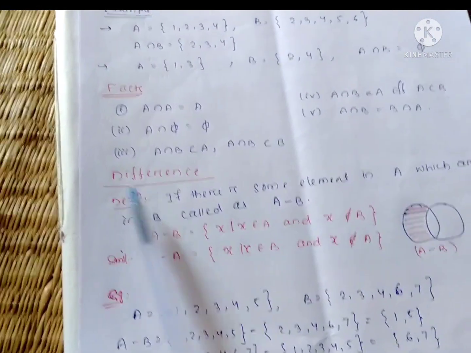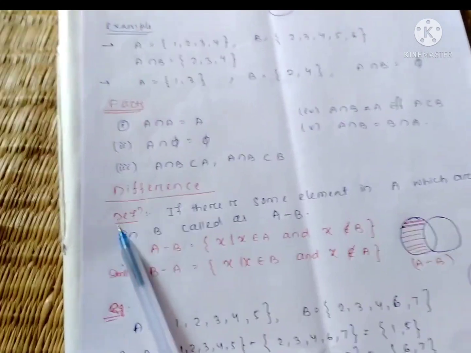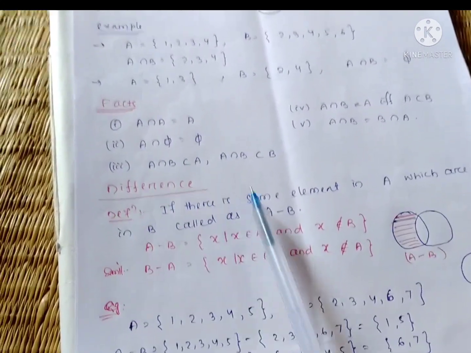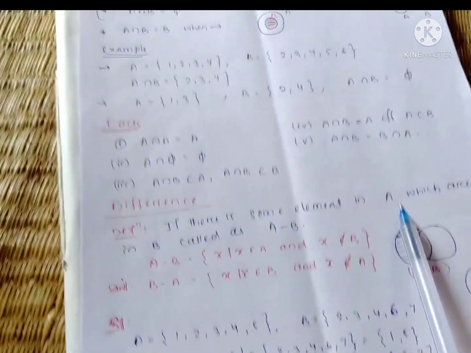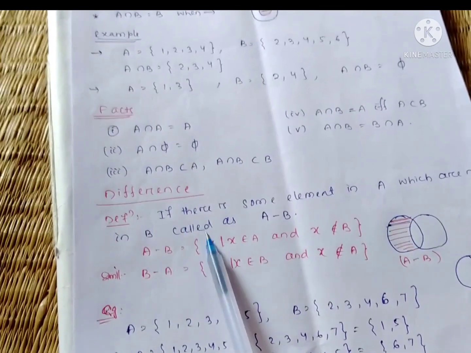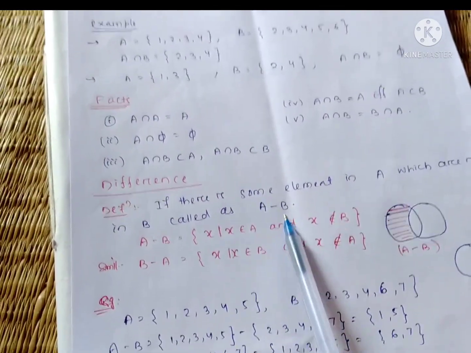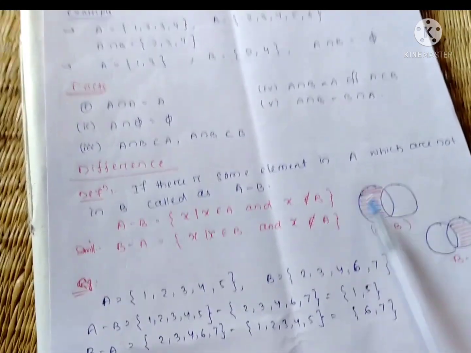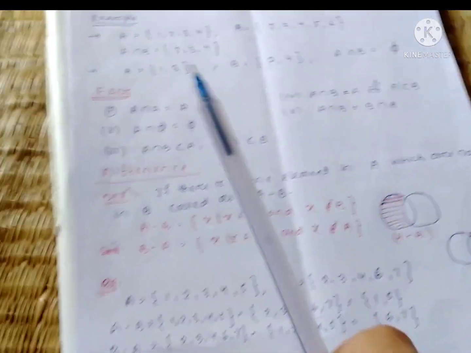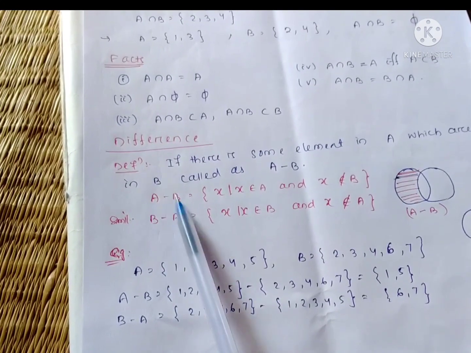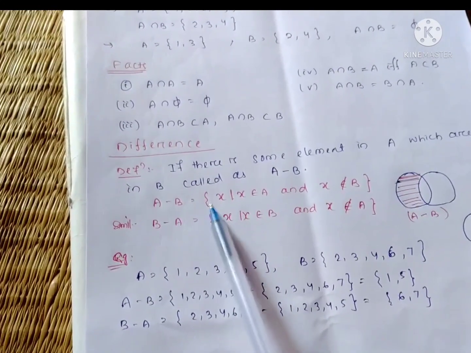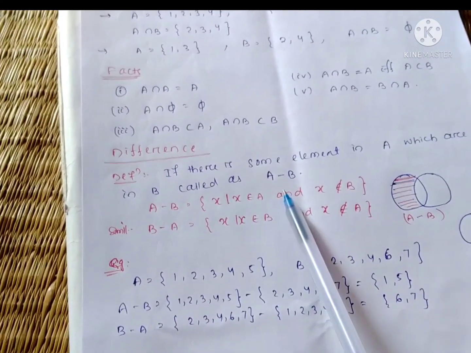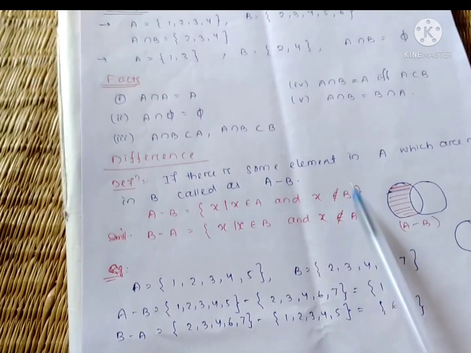Then comes difference. What is difference? Definition: if there is some element in A which is not in B, it is called A minus B or A difference B. जो एलिमेंट सिर्फ A में होगा पर B में नहीं होगा उसे हम A difference B कंसिडर करेंगे. जैसे कि A minus B और A difference B equal to X such that X belongs to A and X does not belong to B.